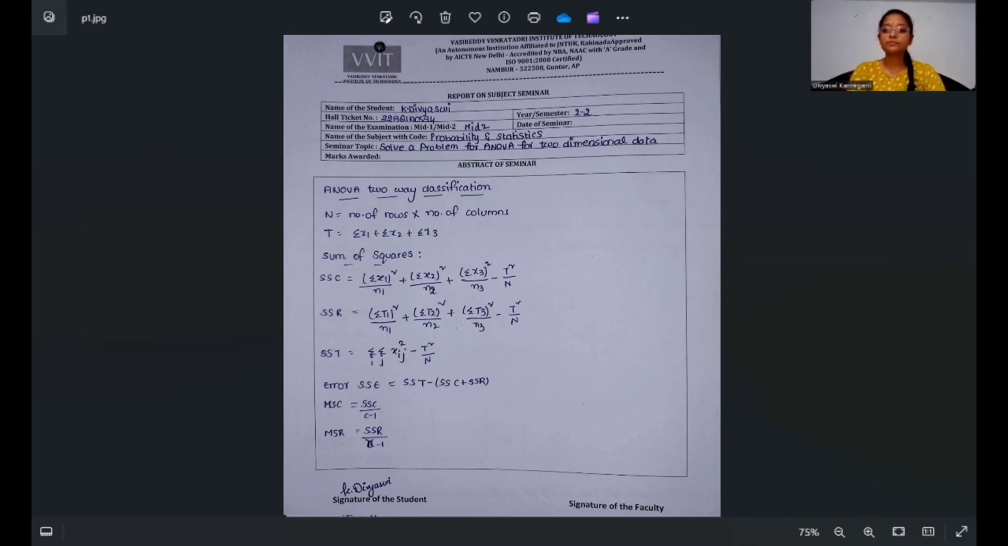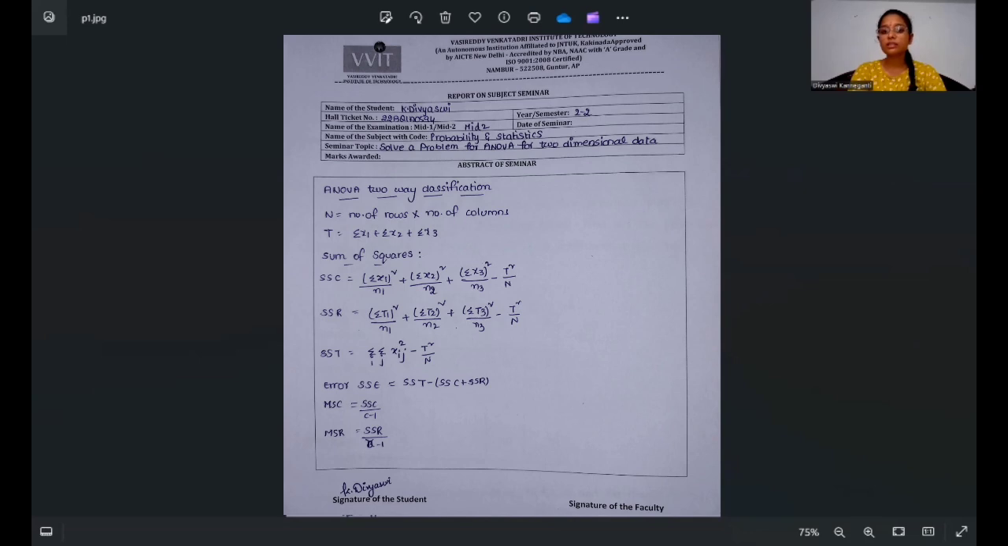And the sum of squares of rows is (sigma t1) square by n1 plus (sigma t2) square by n2 plus (sigma t3) square by n3 minus T square by n. Here we are taking only three observations. If there are 4, we also have (sigma t4) whole square by n4.